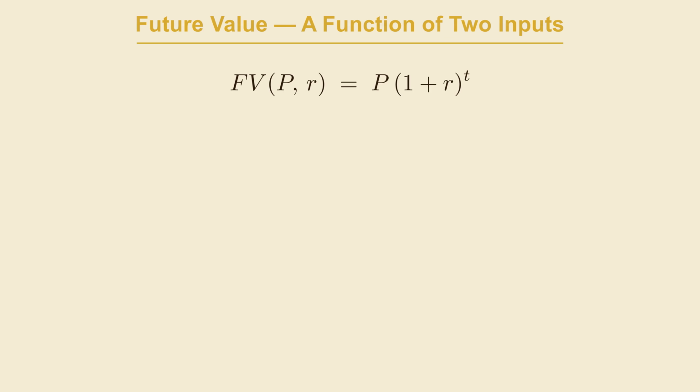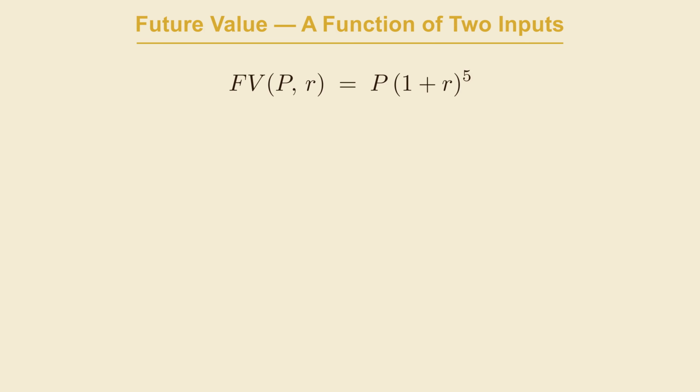Take the future value of a deposit. We have the principal P sitting in an account at rate R for a fixed term of t years. The future value is then the principal times (1 + R) raised to the t. That's the same compounding formula we've been using throughout this module. Now in this formula, P and R are both inputs. The term t we are going to just hold fixed at 5 years for this example. So we have a function of the two variables P and R. The future value is P times (1 + R)^5.